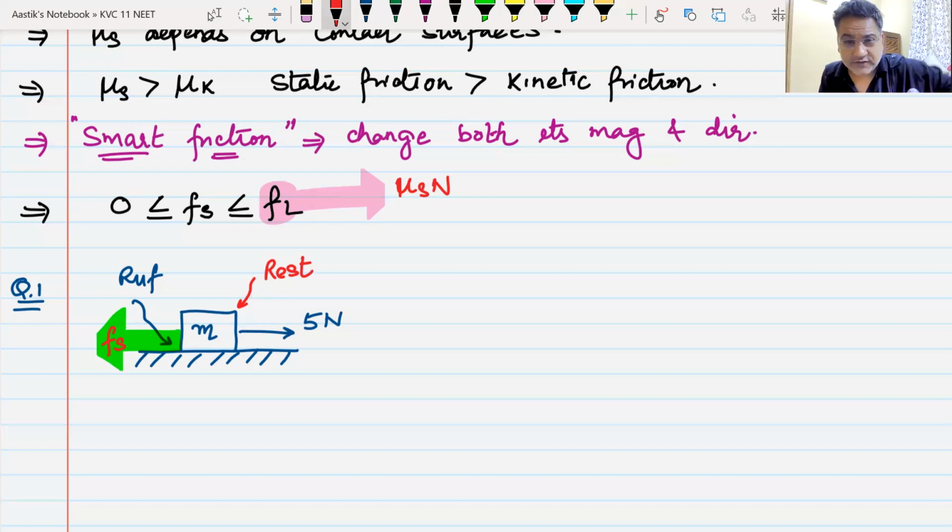What is the magnitude of static friction? The body should not move. Please apply your brains and you will get the answer. The answer is right there on the board. What is the value of static friction? The body is not moving. I am applying a force of 5 newtons. The body is not moving. Something is stopping it. Static friction is stopping it. What is the value?